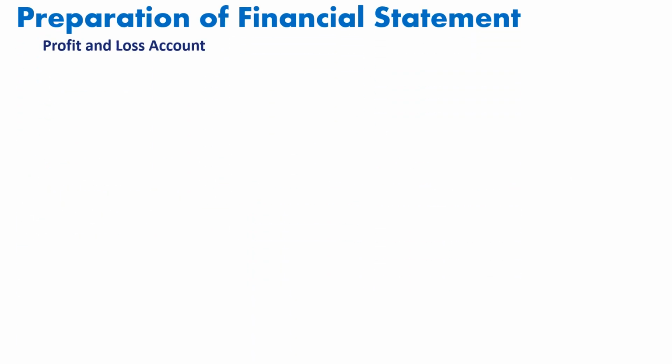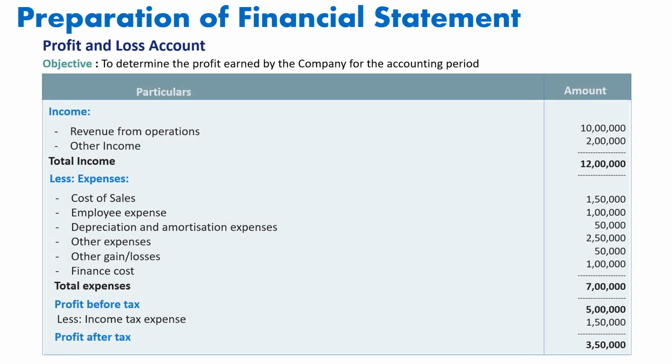Now I'll talk about preparation of financial statement. First, I'll start with profit and loss account. Let's see how the profit and loss account looks like and what is the meaning of profit and loss account here. This account helps you to determine the profit earned by the company for the accounting period, right? So it will always be for a period. It can be 1 quarter, it can be 1 month, it can be for the full year. And this is how it looks.